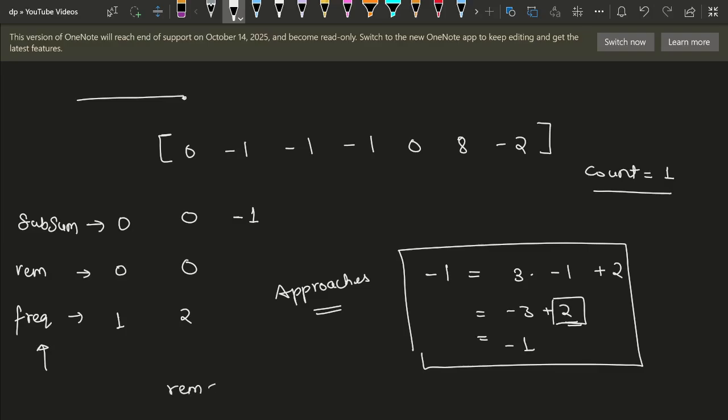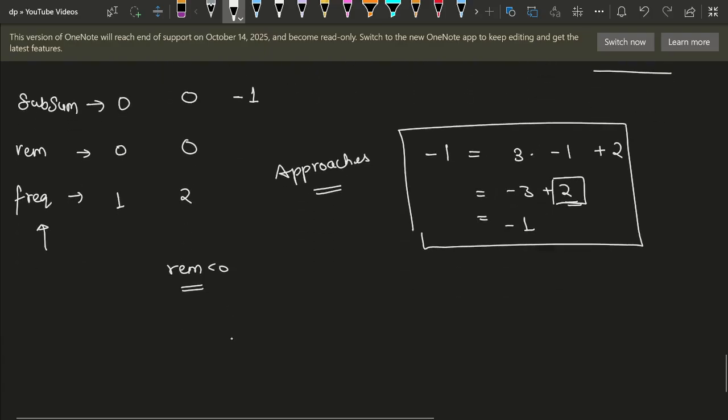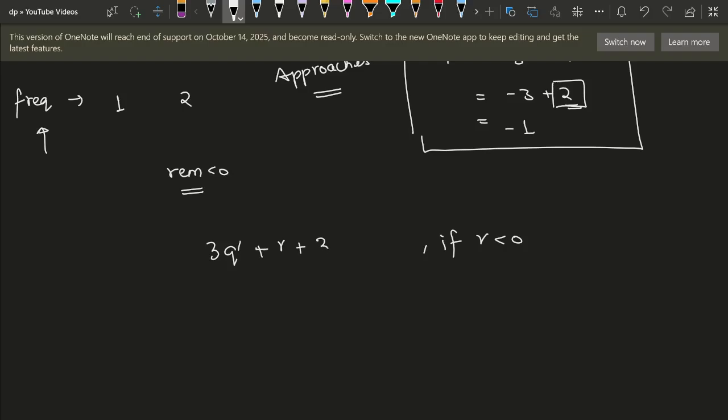So if your remainder is negative, any number can be represented as 3q plus r, but if your r is negative, what we can do is add and subtract 3 here, and then club this. So r plus 3 is going to give us r dash, which will always be greater than or equal to 0, and q dash. So 3q minus 1 becomes 3q dash plus 2.